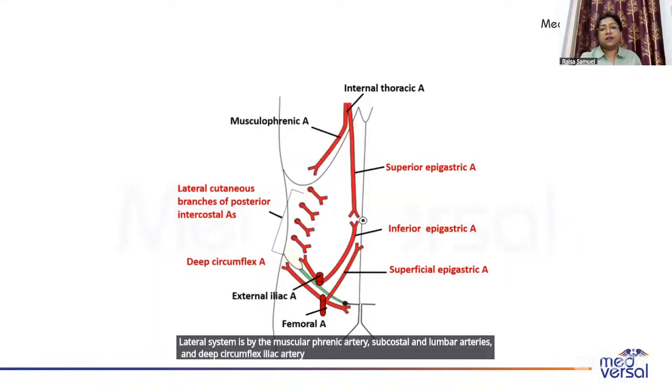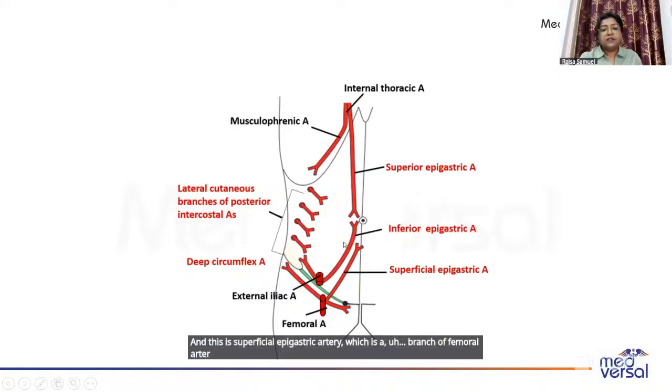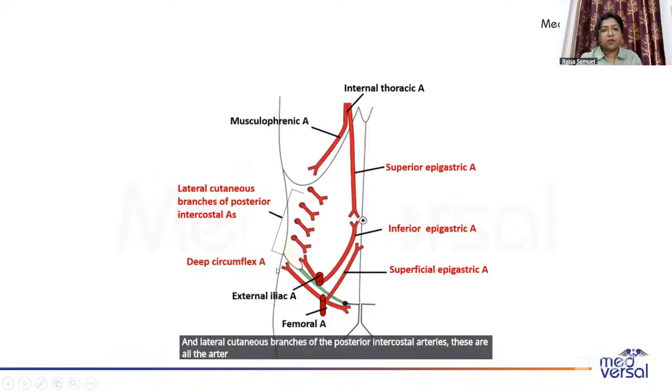So this is the diagram showing the superior epigastric artery and inferior epigastric artery. They will anastomose at the level of the umbilicus. And this is the superficial epigastric artery, which is a branch of the femoral artery. The inferior one is an external iliac branch, and the superior epigastric is the internal thoracic artery branch. This also gives the musculophrenic artery, which supplies the lateral wall, and lateral cutaneous branches of the posterior intercostal arteries. These are all the arteries which supply the lateral wall. And the deep circumflex artery also supplies the lateral wall muscles.